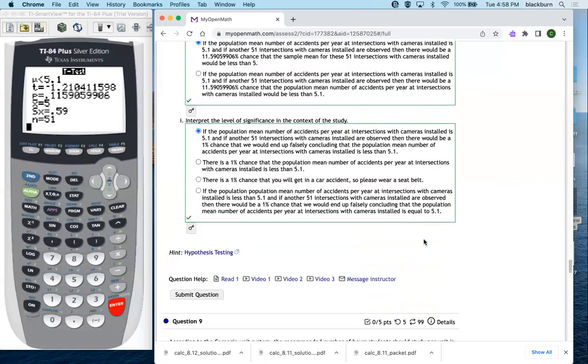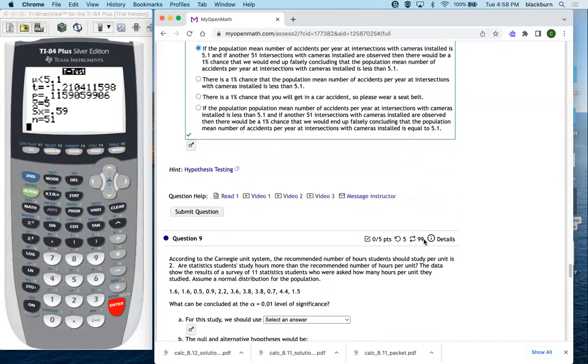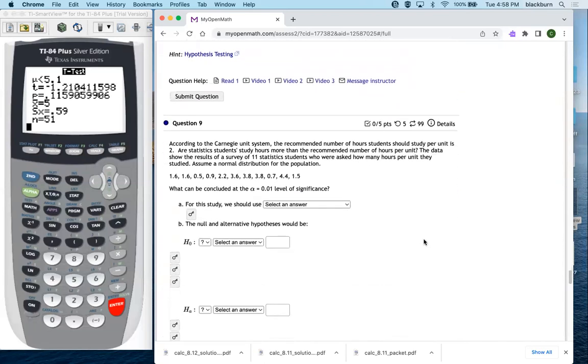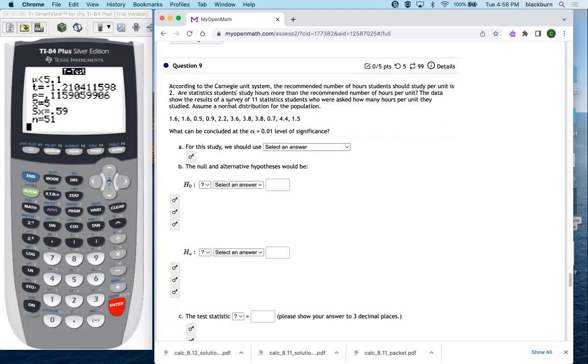Let's do number 8 or 9. Let's do 9, because 9 works differently. It gives you the data this time. According to the Carnegie unit system, the recommended number of hours students should study per unit is 2. So mu equals 2. Are statistics students' study hours more than the recommended number? So the statistics students study for more than 2.